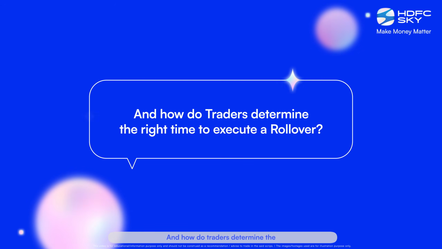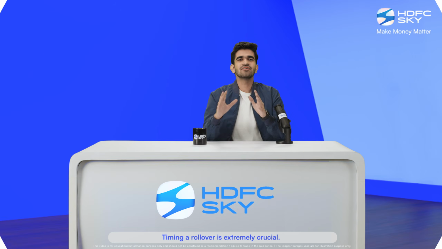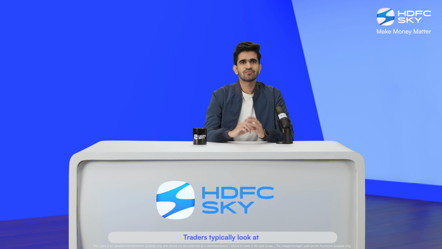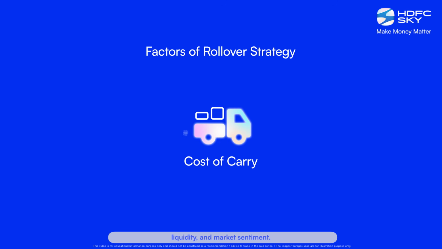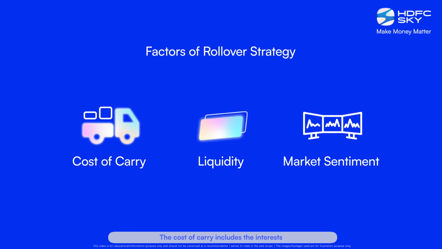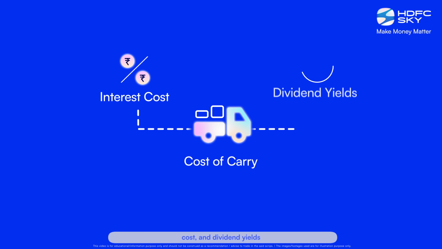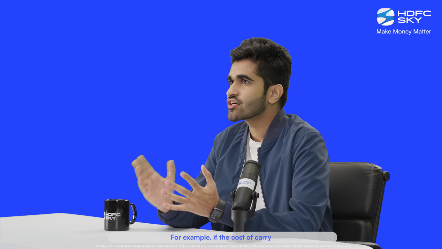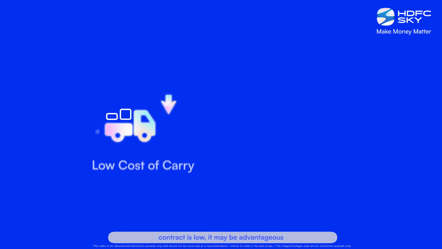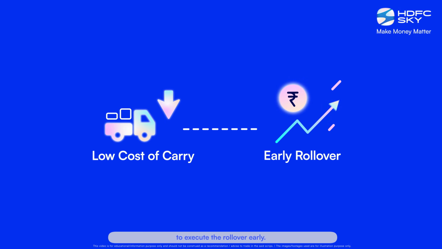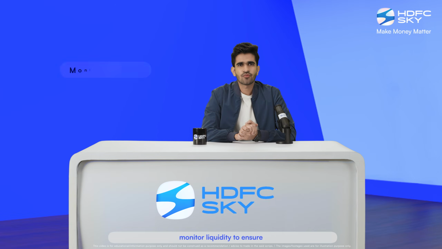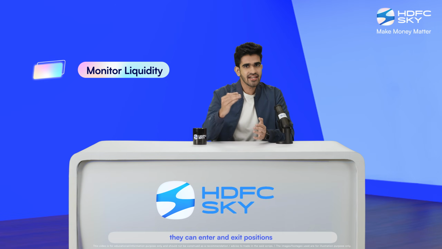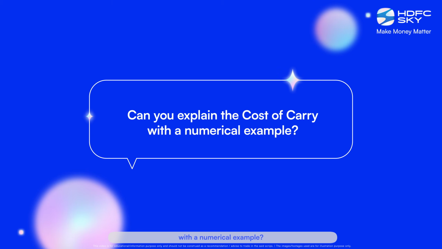And how do traders determine the right time to execute a rollover? Timing a rollover is extremely crucial. Traders typically look at factors such as the cost of carry, liquidity, and market sentiment. The cost of carry includes the interest cost and dividend yields that impact the price difference between the near month and far month contracts in underlying assets such as stocks. For example, if the cost of carry for rolling over a futures contract is low, it may be advantageous to execute the rollover early. Additionally, traders should monitor liquidity to ensure they can enter and exit positions without significant price impact. Can you explain the cost of carry with a numerical example?